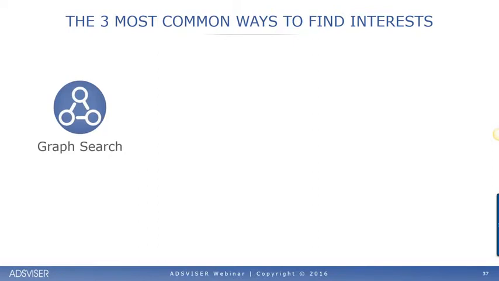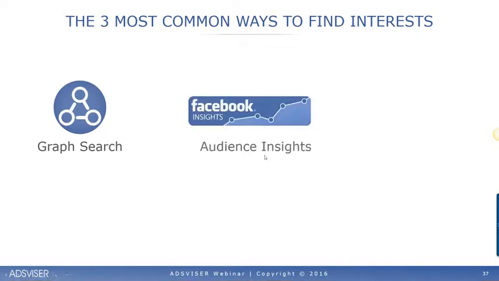The three most common ways to find interests, I'm sure you know this: number one is graph search, and number two, in no particular order, is audience insights. We're going to go through this and you'll see exactly what successful interest targeting looks like, and why Facebook audience insights doesn't really work.